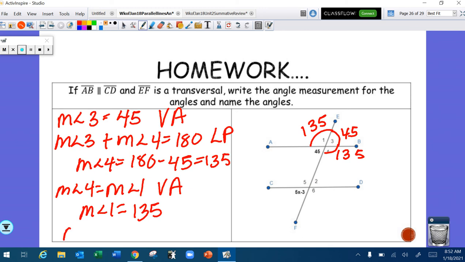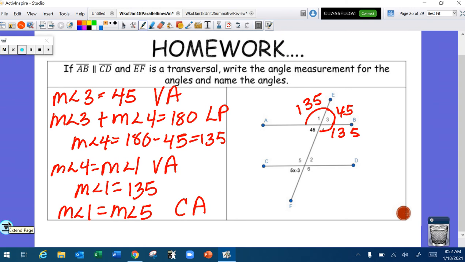So I want to say the measure of angle 1 is equal to the measure of angle 5 because they are corresponding angles. I'm saying CA for short. We went over this in class already, so these names shouldn't be new to you guys. So the measure of angle 5 is equal to 135. So right here, 135. Okay?